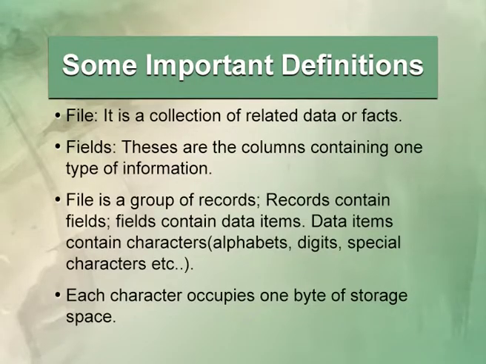So, let us see what a file is. It is nothing but a collection of related data or facts. How is a file created? It is created by grouping records, and a record contains various fields, and a field contains data items. In turn, data items contain characters.